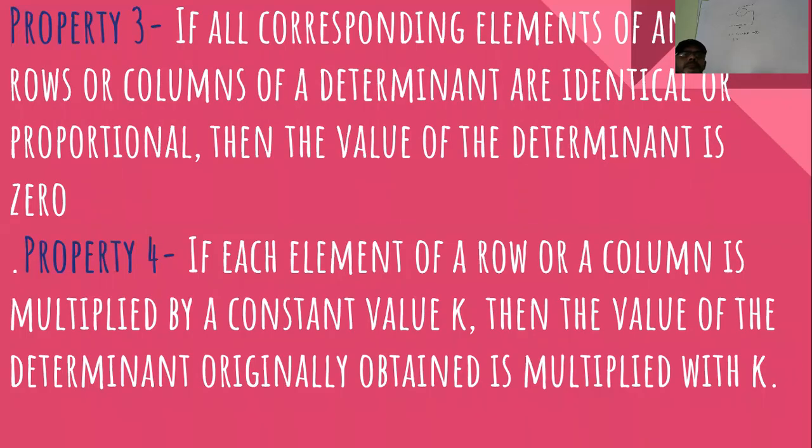Property 3. If all the corresponding elements of any two rows or columns of a determinant are identical or proportional, then the value of the determinant is 0. Property 4. If each element of a row or a column is multiplied by a constant k, then the value of the determinant originally obtained is multiplied by k.